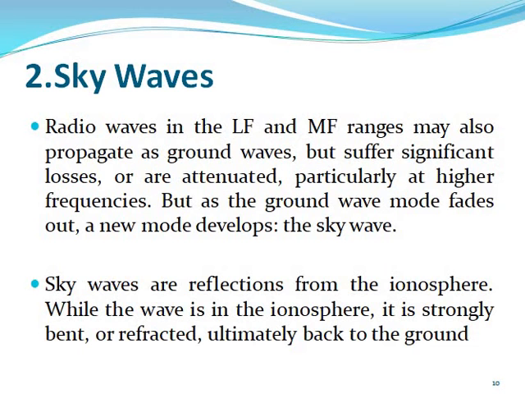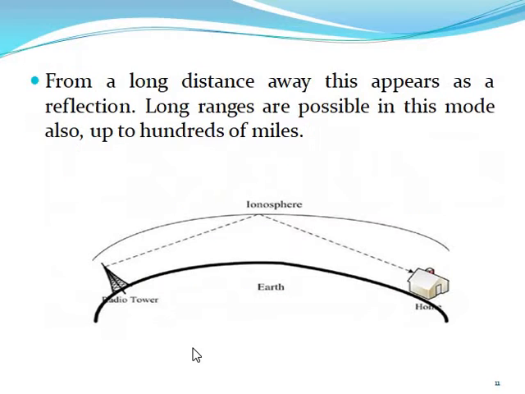So now, next is the sky wave. So what is the sky wave? It is a propagation mode for radio waves in the low frequency and medium frequency range. So what is LF? Low frequency and medium frequency. But the loss is very high in the ground wave, so we can use the sky wave. The sky wave is reflected from the ionosphere. While the wave is in the ionosphere, it is strongly bent and reflected ultimately back to the ground.